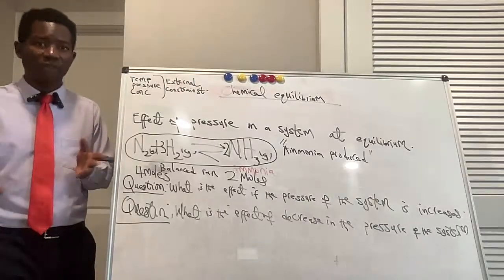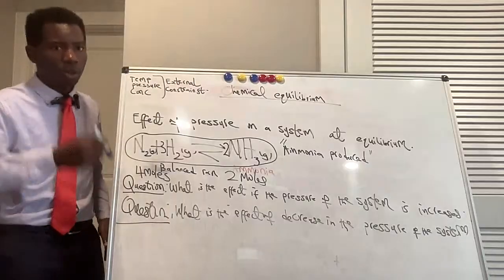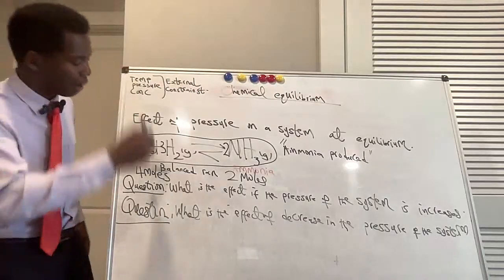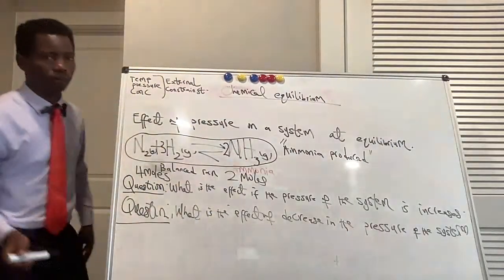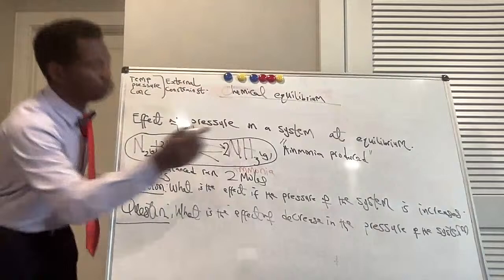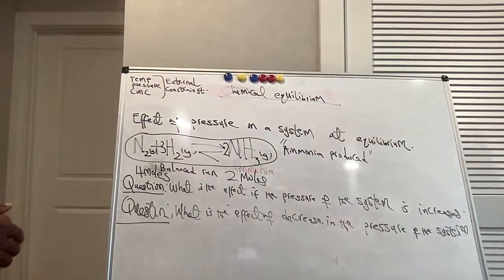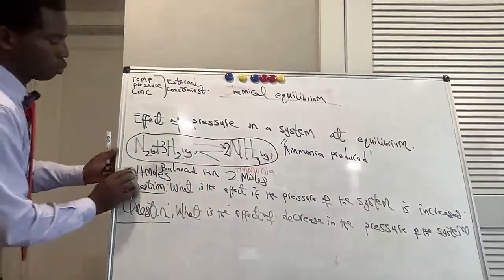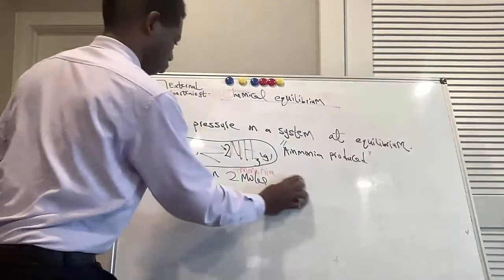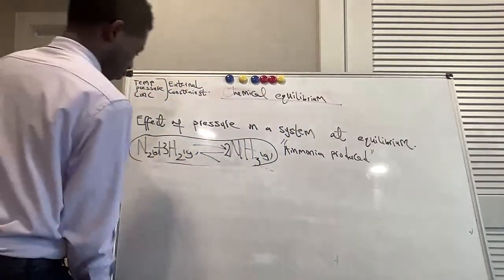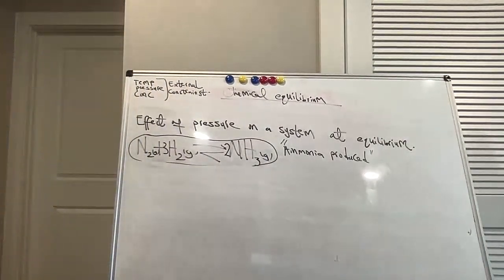Pressure can be there, but is there an effect? No. So now, when a system is at equilibrium and the pressure is increased, it favors the side with the lower number of moles. Ammonia will be produced. I want us to look at more examples right now.